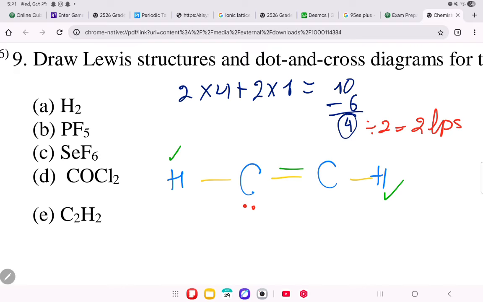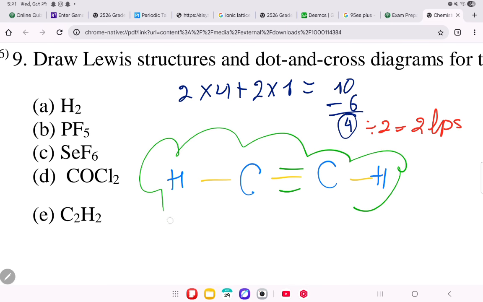So now this is completing the octet, but this is not completing the octet. It has only 6 electrons. So what do we do in this scenario as well? We remove this and we put it as another bond. So this is the final form. Both carbons complete the octet, both hydrogens complete the duplet. So this is what it's supposed to look like.